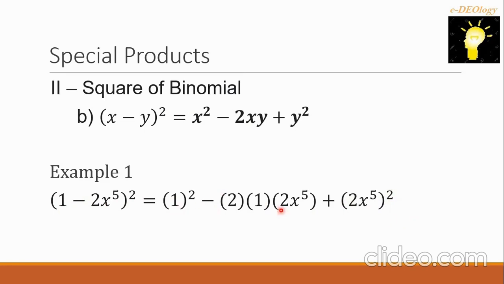Then we simplify each term. 1 squared, we know it is 1. So the middle term is minus 2 times 2 is 4, x raised to 5, and then plus 4x raised to 10. So this is our final answer.